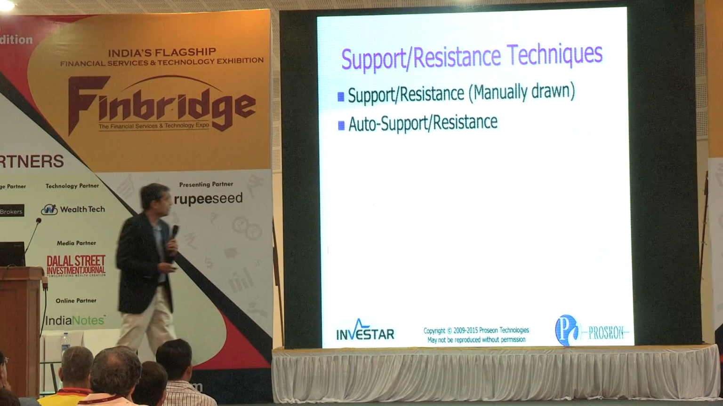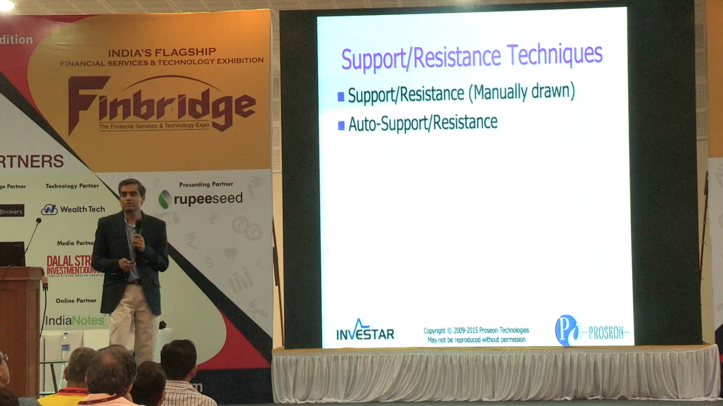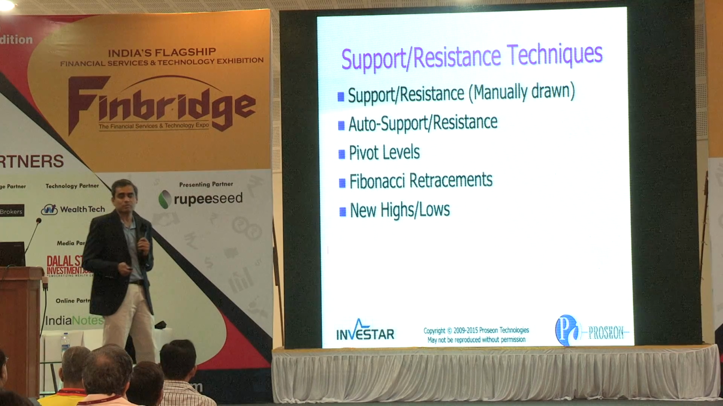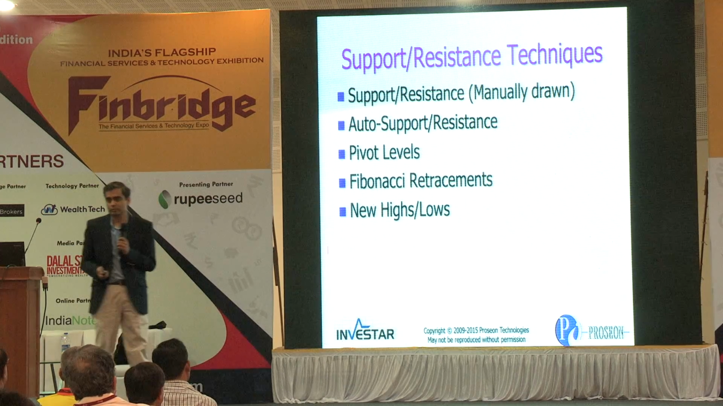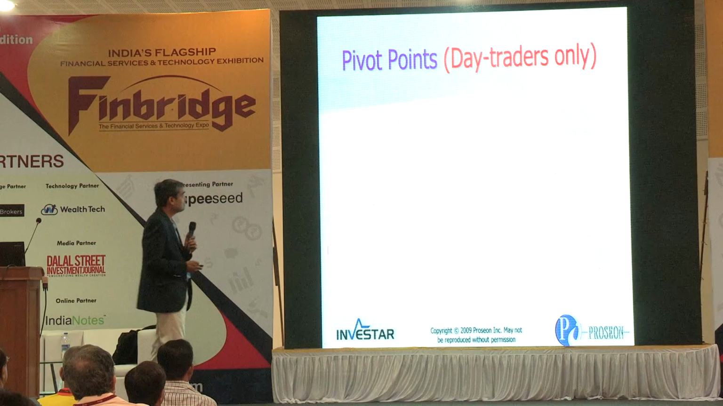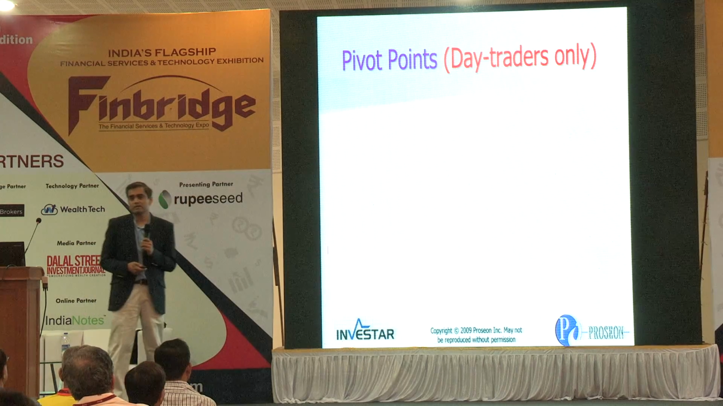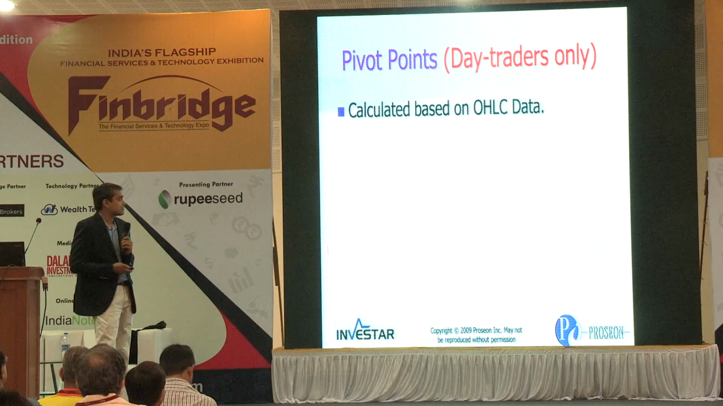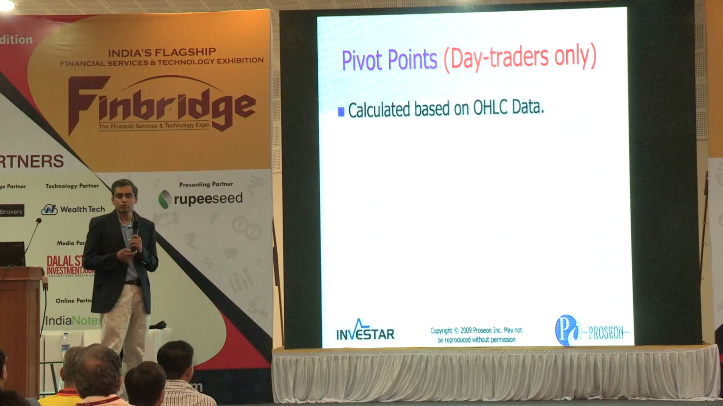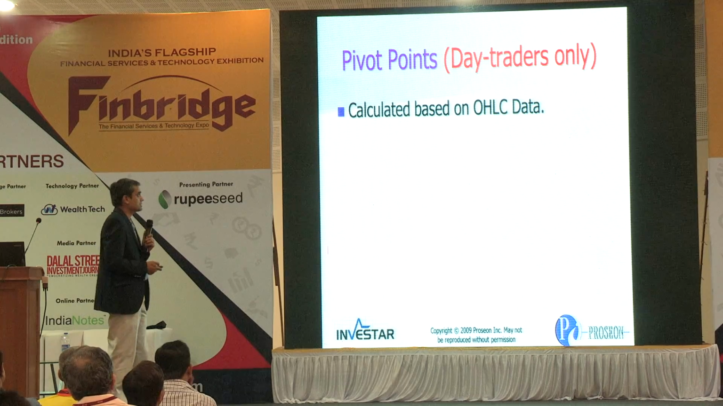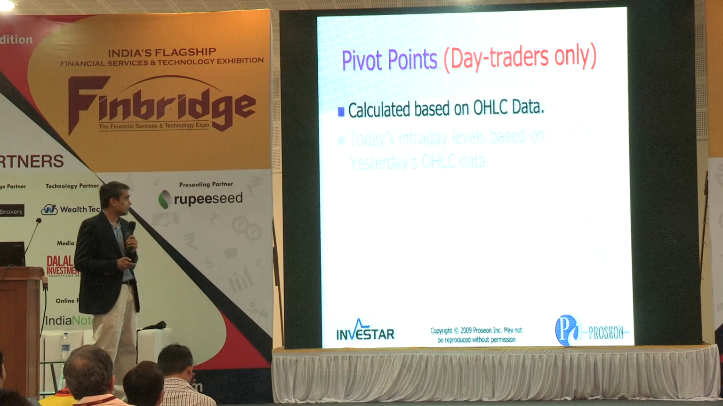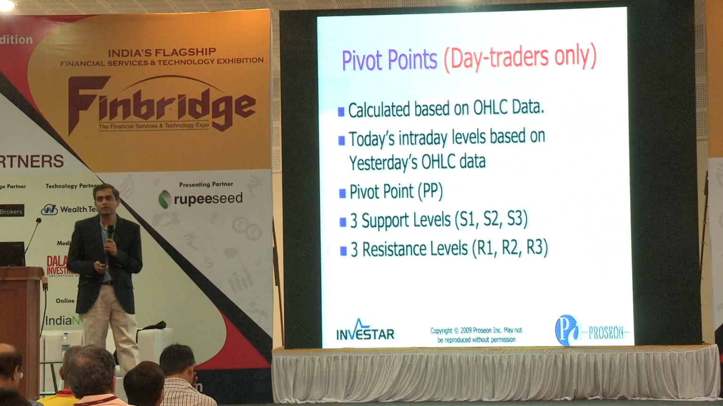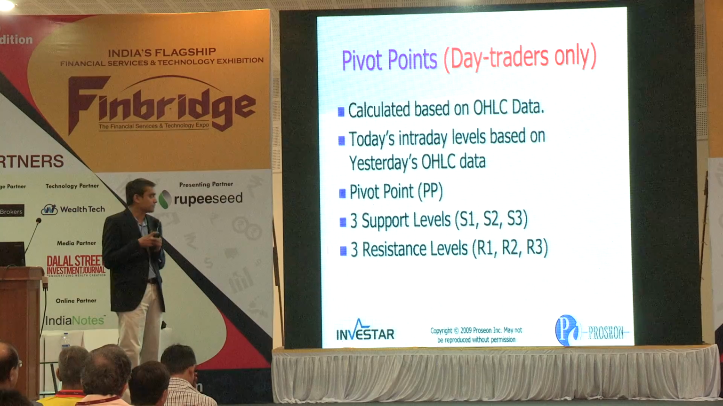Now, I've talked about manually drawn support resistance, which is what most technical analysts would do. I've talked about auto support resistance. Now let's compare that with some other strategies like pivot levels, Fibonacci retracements, and new highs, new lows. Pivot points are usually used by day traders, and they are calculated based on the prices of the previous day. For example, if you want to do day trading on Monday, you would use Friday's OHLC data to actually trade. There are 3 support and 3 resistance levels and the pivot point, which is calculated and then used for trading.